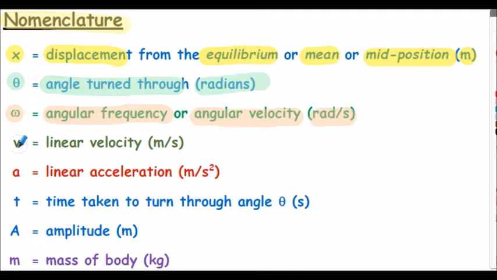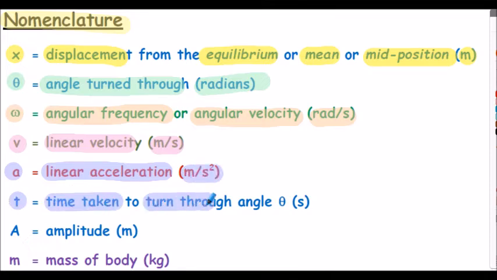V is the linear velocity in meters per second. A is the linear acceleration in meters per second squared. T is the time taken to turn through angle theta, that would be in seconds. A is the amplitude of the motion in meters, and m is the mass of the body, for example the mass connected to a spring, and that's in kilograms.